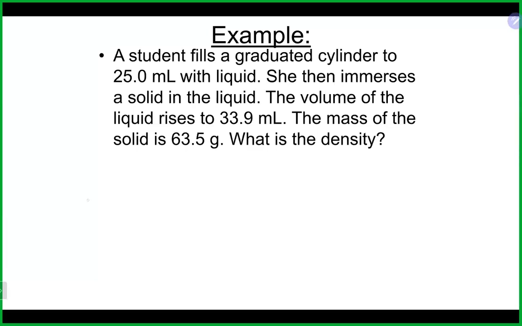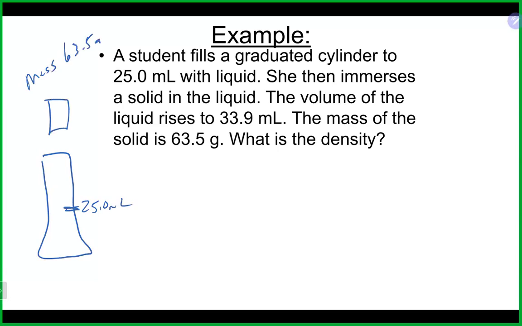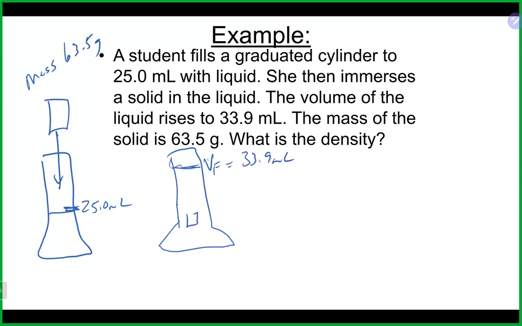So again, this is what we were just describing. We have a terribly drawn graduated cylinder here that's starting with 25 milliliters of water in it. We're going to take that solid that has a mass of 63.5 grams and drop it in. When it does so, we should see the volume level rise to our final volume of 33.9 milliliters with our solid in there. The first thing we want to think about is the volume, so that we can go into our density equation. We do have the mass good to go right now.